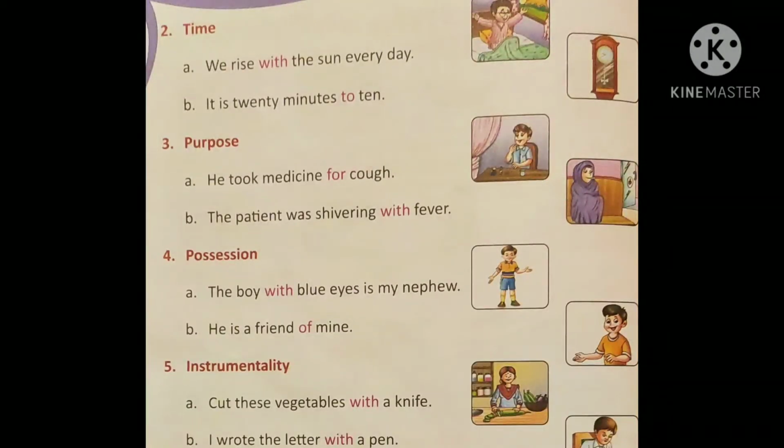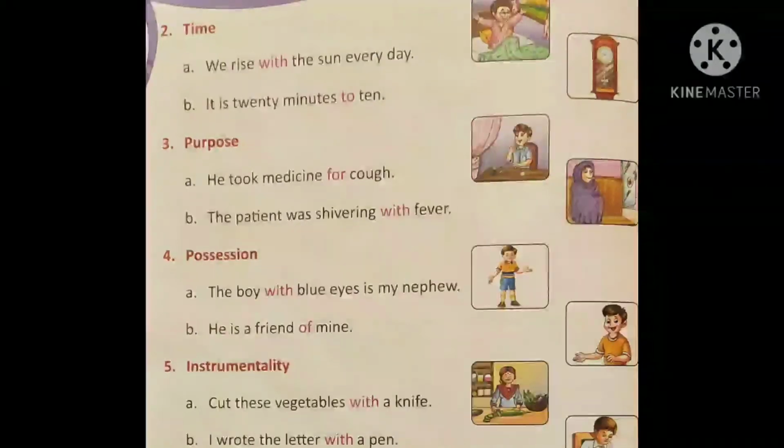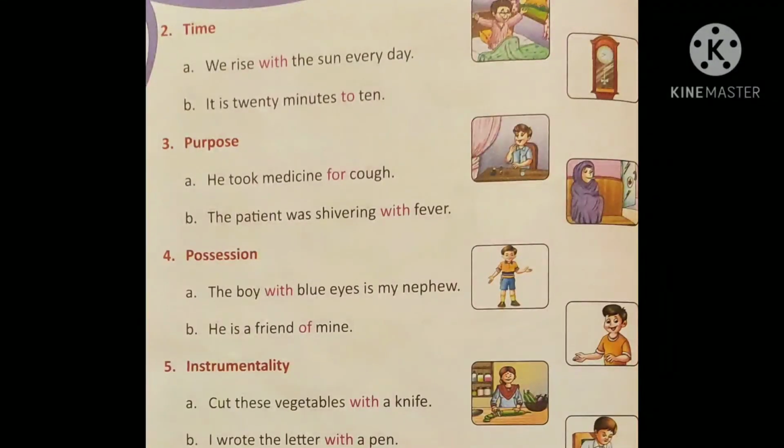Fourth one is possession. Possession means how much do we have. The boy with blue eyes is my nephew. The boy who is having blue eyes is his nephew. B. He is a friend of mine. Possession.